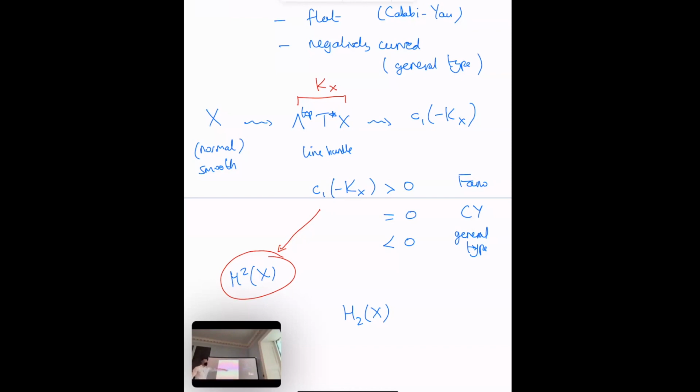And Fano is like a positive curvature condition. Calabi-Yau is a flatness condition. That's what Yau's proof of the Calabi conjecture tells us. It says that there's a Ricci flat metric on the space if the first Chern class is 0, and general type is a negative curvature condition. Question?